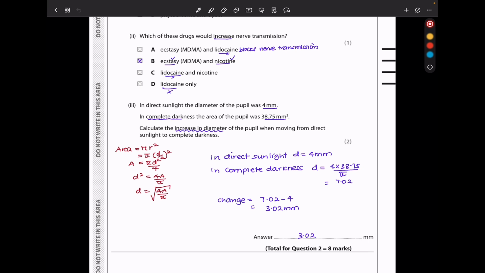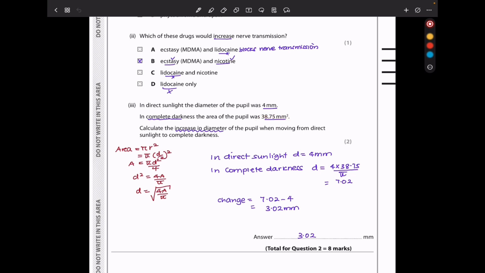In direct sunlight, the diameter of the pupil was 4 millimeters. In complete darkness, the area of the pupil was 38.75 millimeters squared. Calculate the increase in diameter of the pupil when moving from direct sunlight to complete darkness. So I began with this answer here because in direct sunlight the diameter is 4. In complete darkness they've given us the area.